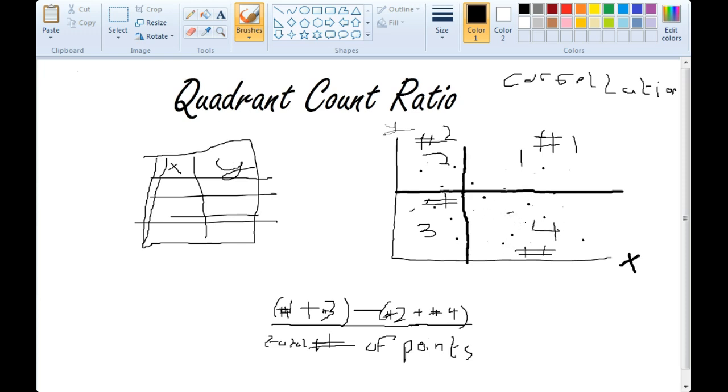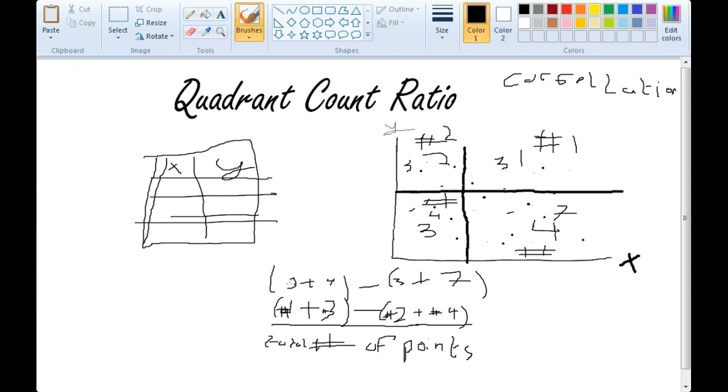Let's count this. 7 in here, plus 3 in here, and then 4 in here, plus 3 in here. So it would be 3 plus 7, and 3 plus 4. So in all, it would be (3 plus 4) minus (3 plus 7).